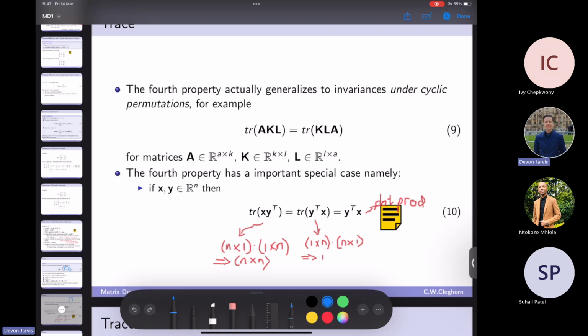Or you can use the cycle permutation, where you just keep moving the matrices one element to the right, and the one on the end comes to the front again. You can now write xy transpose as y transpose x, but that's now a normal dot product. So an outer product has become an inner product, and you just get a scalar, and the trace of a scalar is a scalar.